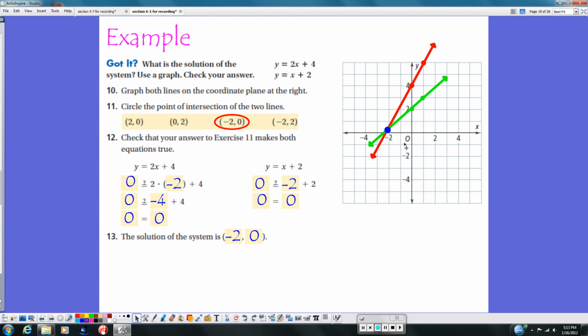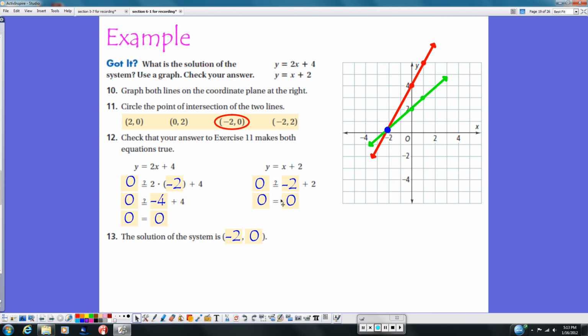Now here's the thing. The problem with graphing is, notice my dot here is not exactly on any of these 4 possibilities. It's closest to this one here, so I assume that that would be the correct answer. But when I check it, I put the 0 in for y and the -2 in for x. I can clearly see that this is a true statement.